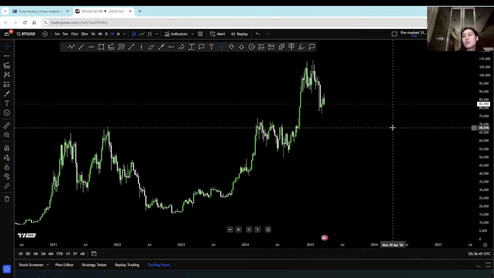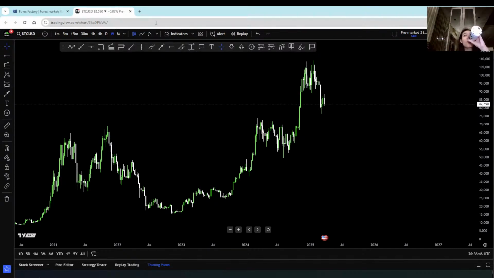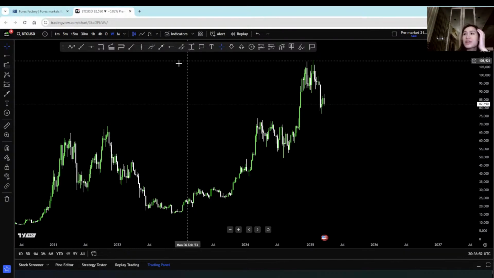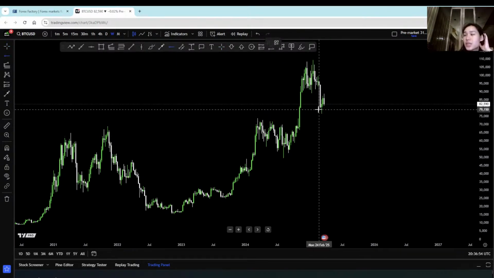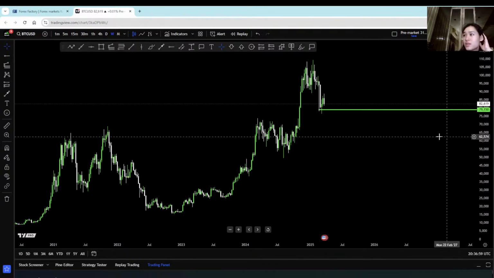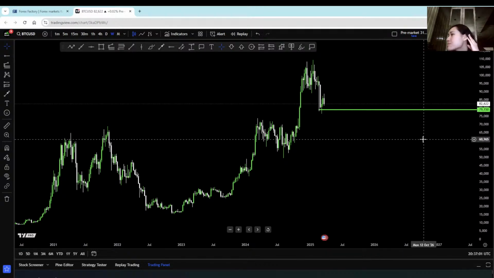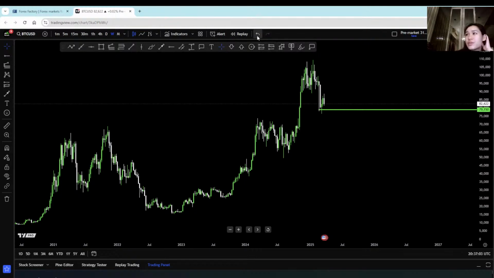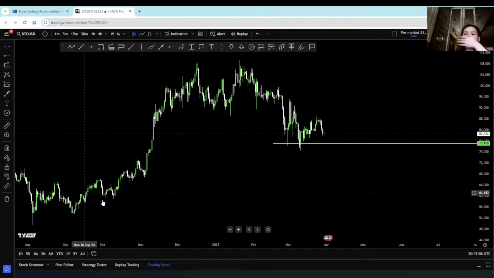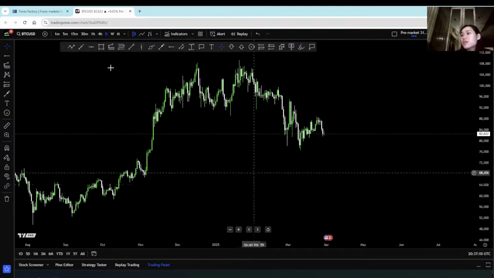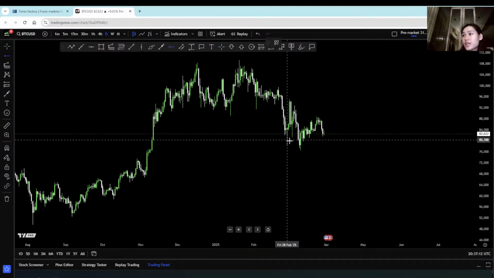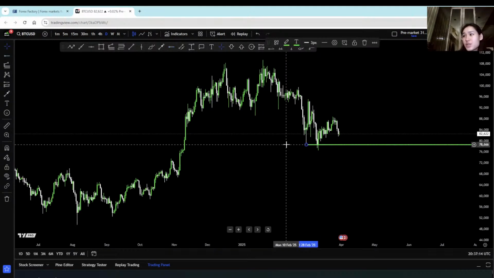Okay, so on our weekly time frame, you can see there's been a recent uptick from this point, the 79,150 level. Now, if we look at our daily time frame, we can make use of that level again as a first support.